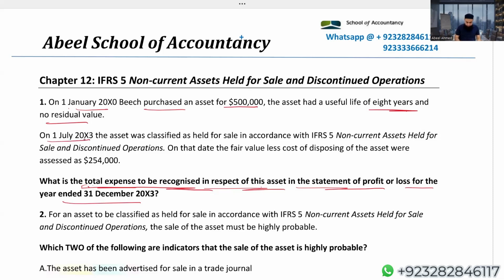On 1 July X3, mid of the year, the asset was classified as held for sale in accordance with IFRS 5, non-current assets held for sale and discontinued operations. On that date, fair value less cost to sell of disposing of the asset was assessed at 2,54,000. Now first of all, the day we are going to apply IFRS 5 on this property, plant and equipment, first we have to calculate the carrying amount on that date.